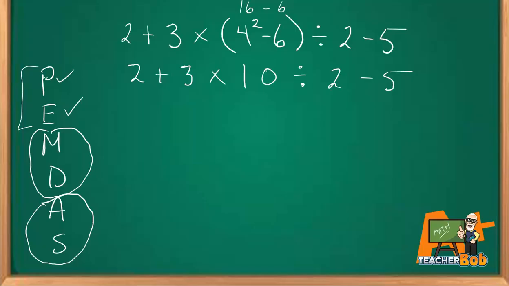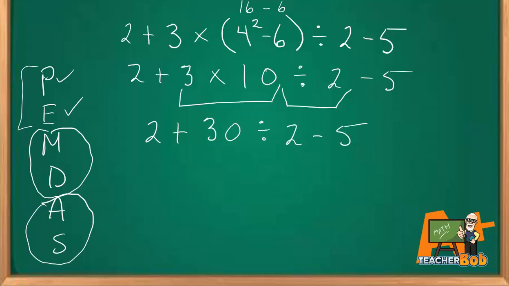So we've got addition here. No, that doesn't work. We've got multiplication here. Then we've got division here. Okay, so we're going to do the multiplication first, followed by the division. So we've got 2 plus, and 3 times 10 is 30. Then we're left with divide by 2, subtract 5.